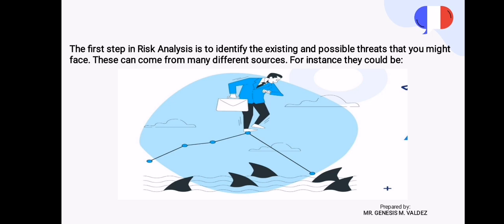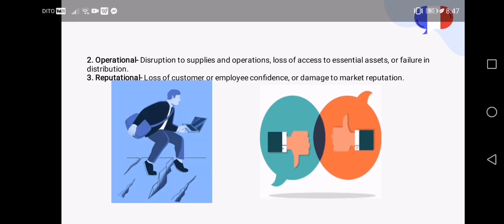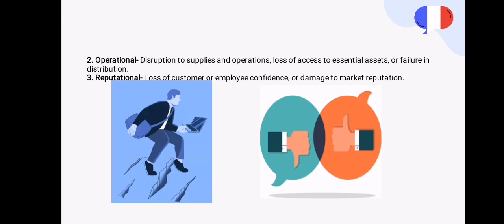This can come from many different sources. For instance, they could be first, of course, with the human. Syempre, of course, it can result in illness, death, injury, or other loss of key individuals. The operation, of course, kapag wala tayong good operational structure, of course, there's high chance na merong risk and hazard sa pinagtatrabahuan natin. Reputational, of course, loss of customer. Ibig sabihin, pag hindi mo alam mag-manage ng risk properly, it can cause complaints.